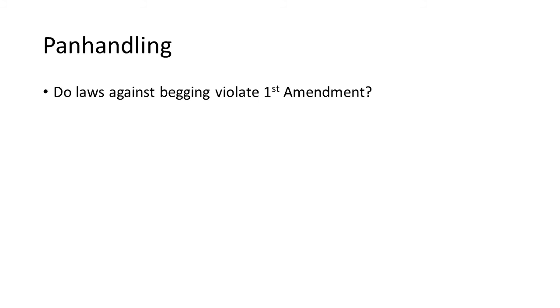So let's talk a little bit more about panhandling. Do the laws against begging violate the First Amendment? Begging is a form of speech, and it is subject to constitutional attack, and it's going to depend on where it is taking place and what else is happening. And this will circle us also back around to the disorderly conduct and flipping off the police officer.